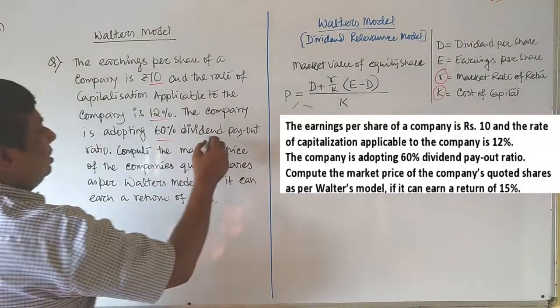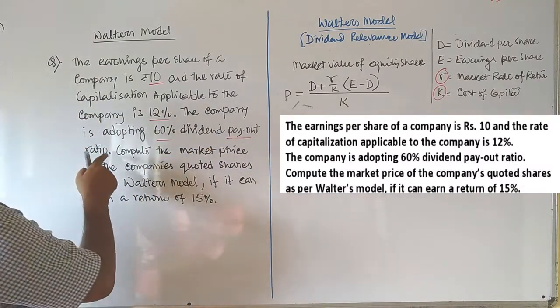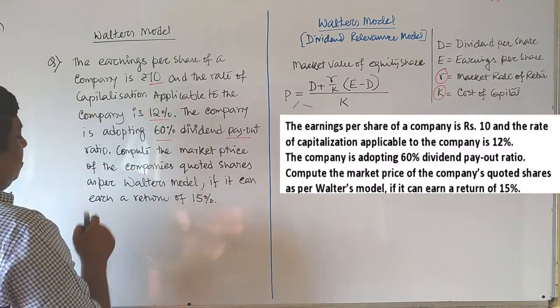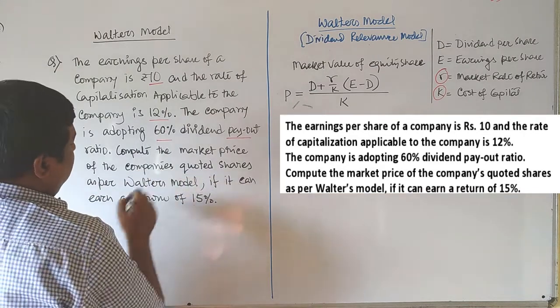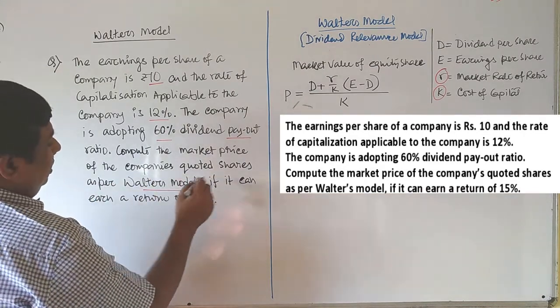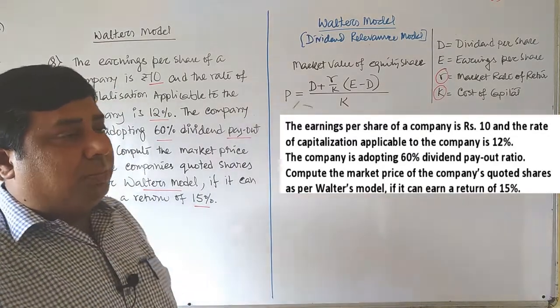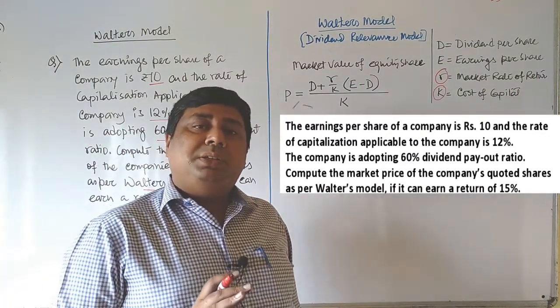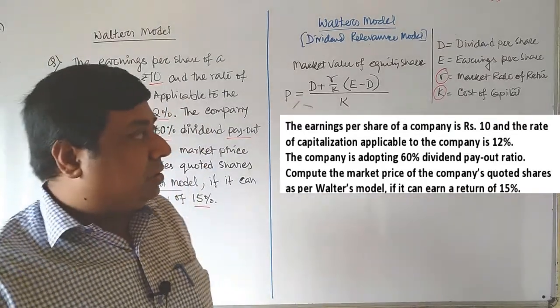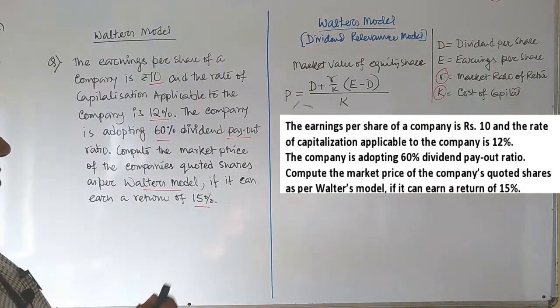Now because it is mentioned the payout is 60%, compute the market price of the company's quoted share. It is asked us to compute as per Walter's model if it can earn a return of 15%. That means right now the market rate of return is what percentage? 15%. Let's jot down each and every piece of information.